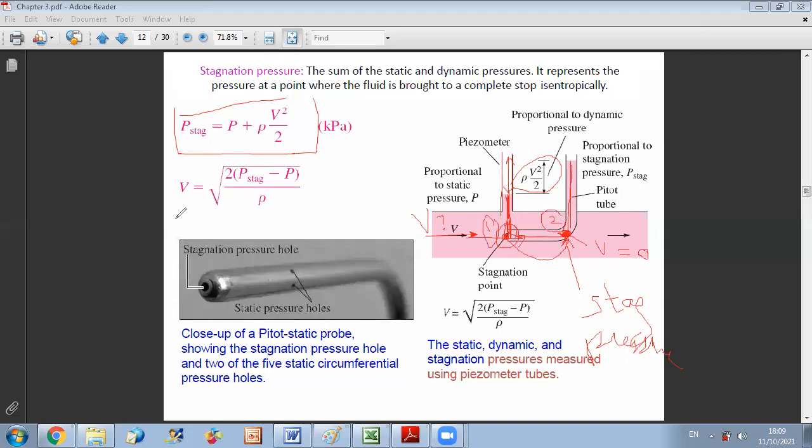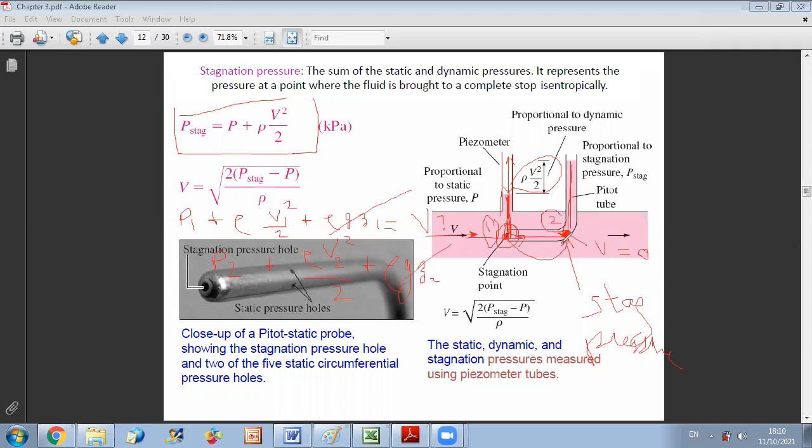I can write that P1 plus rho V1 square over 2 plus rho g Z1 equals P2 plus rho V2 square over 2 plus rho g Z2. Now, first, since I don't have a change in elevation, I can simplify these two terms.